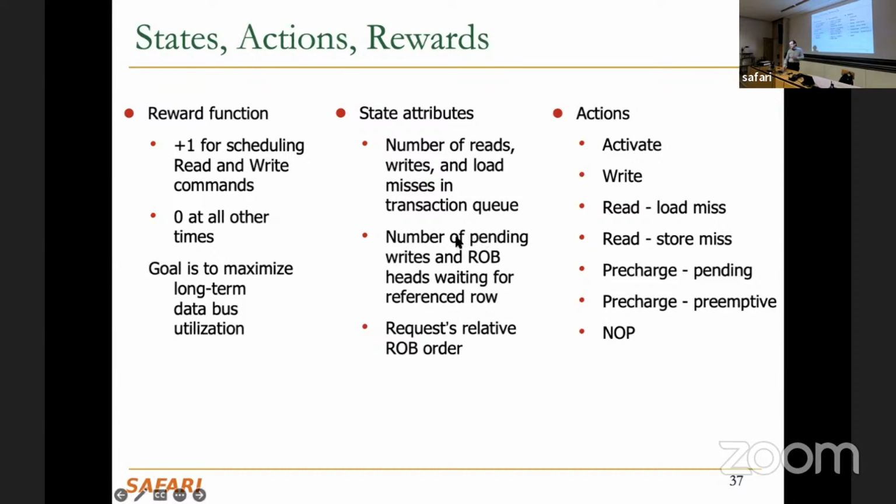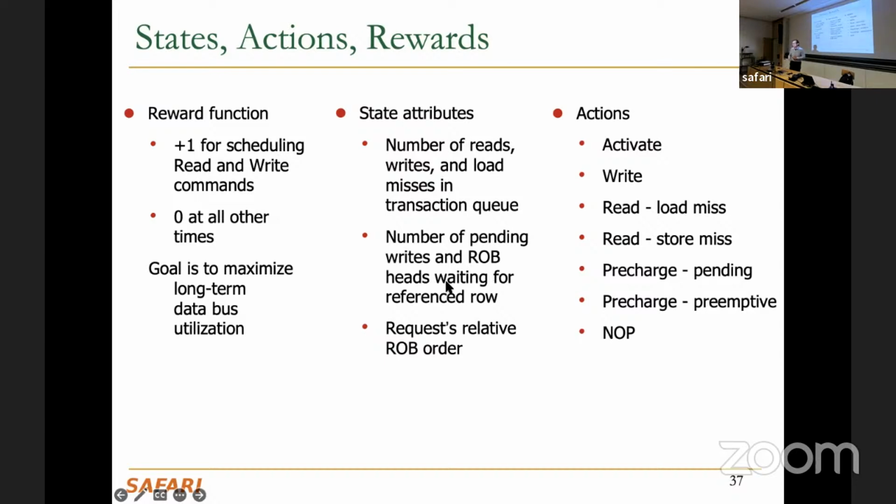Some of the state attributes that are interesting are, for example, the number of pending writes for the reference row. If you're trying to access one row, for example, how many writes there are. This actually helps, in our opinion. Well, this was selected after feature selection because probably it helps with the read to write scheduling, for example. And also the reorder buffer heads waiting for the reference row.